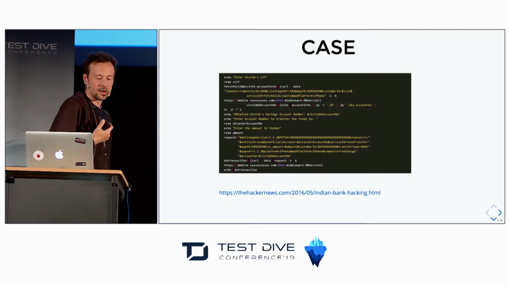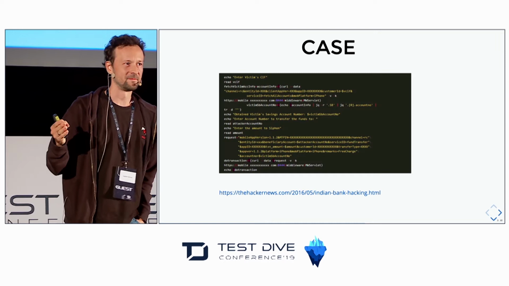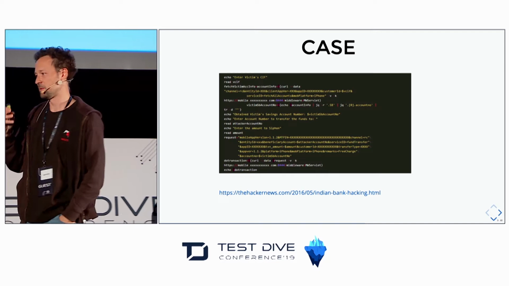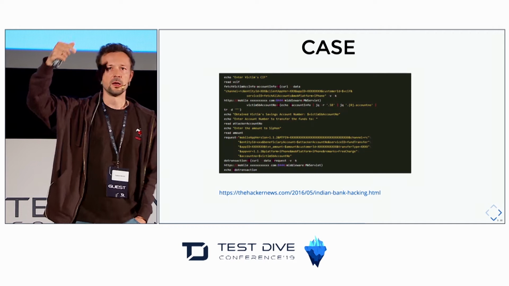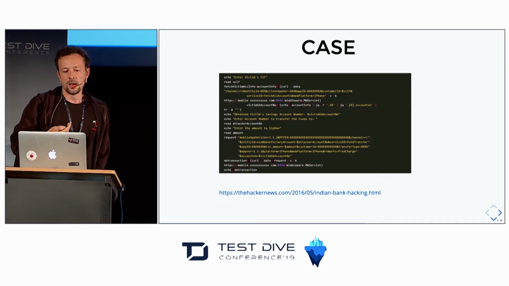Okay, how to steal all money from the largest bank in India? It's really simple. It's a bash script, one page, and it precisely does this thing. So actually, when you do a wire transfer in your bank, you provide the target account, any account, the amount of money, and the source account.